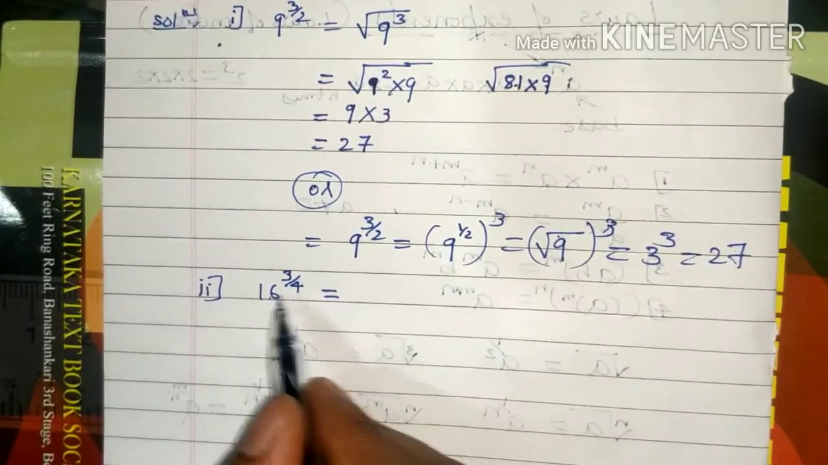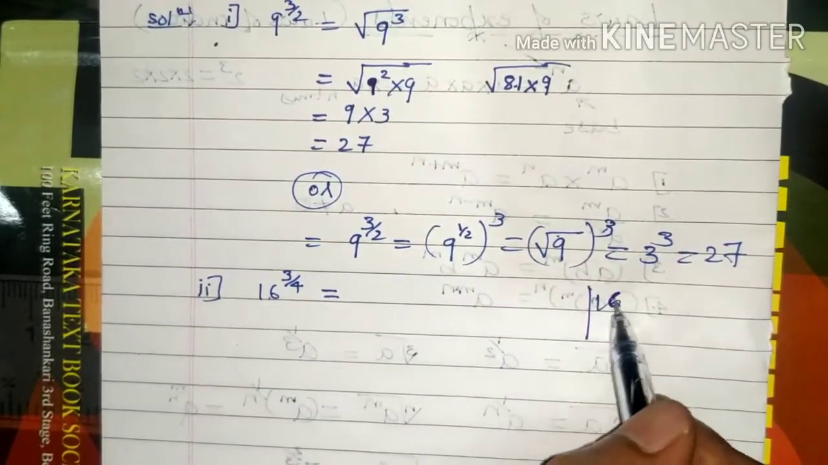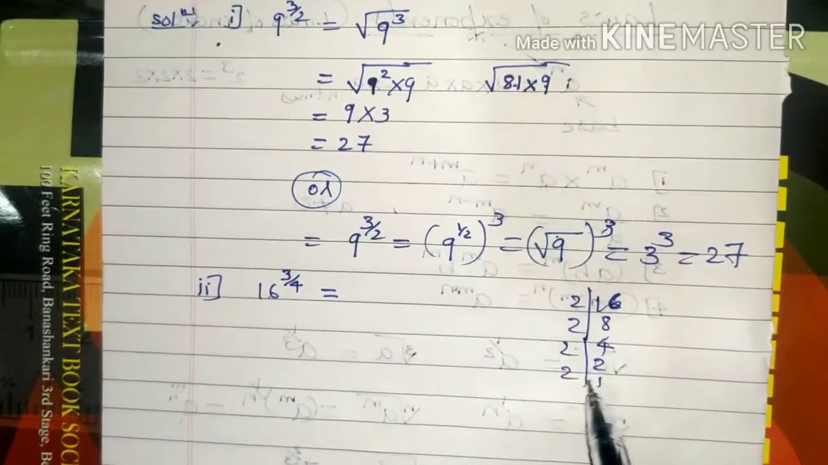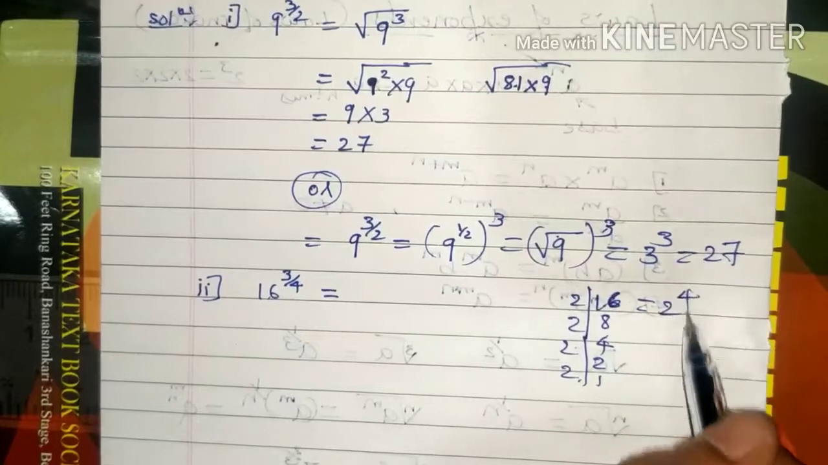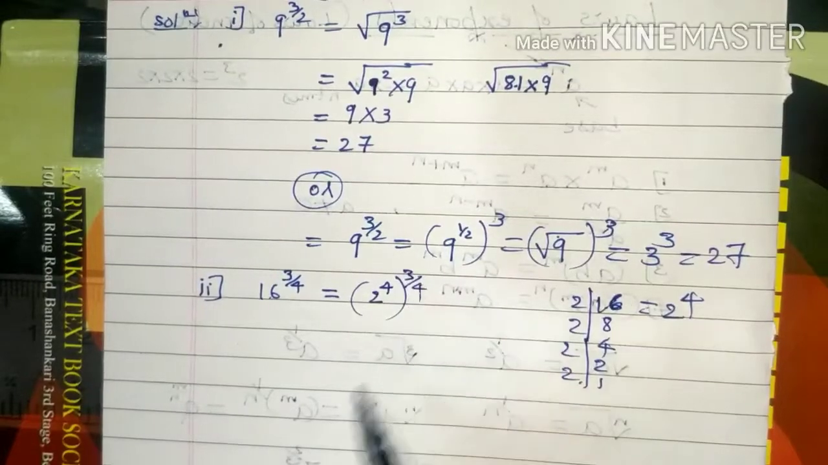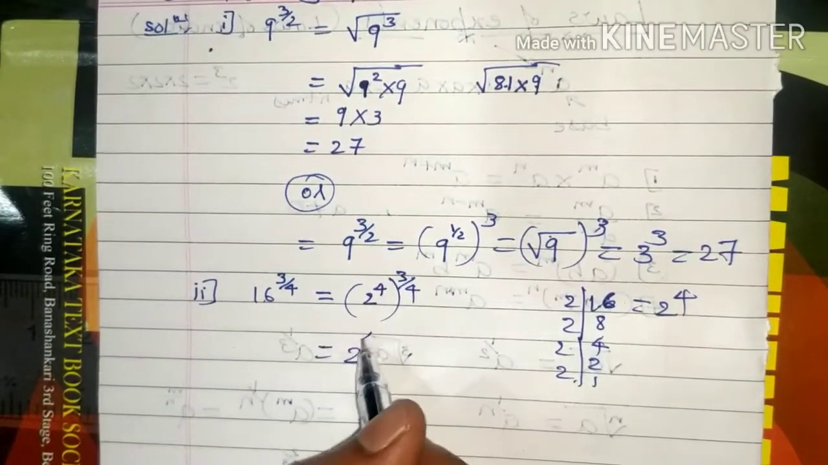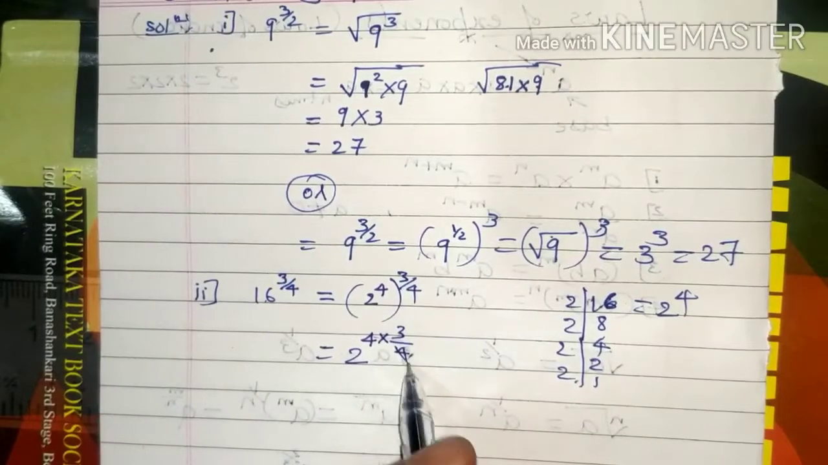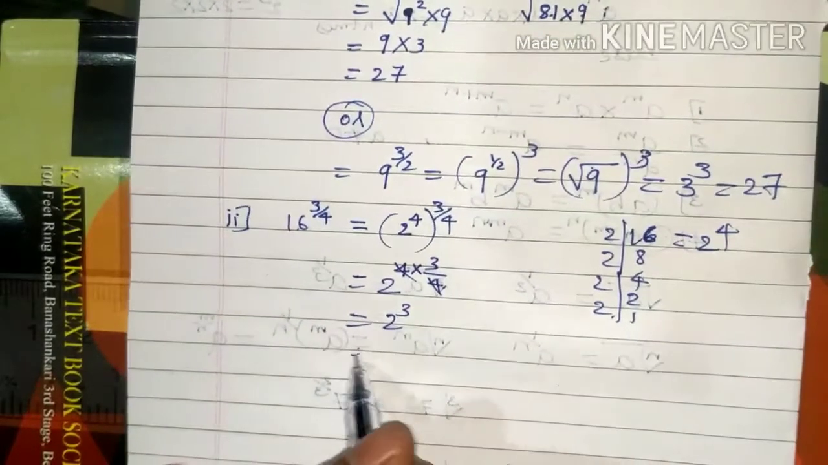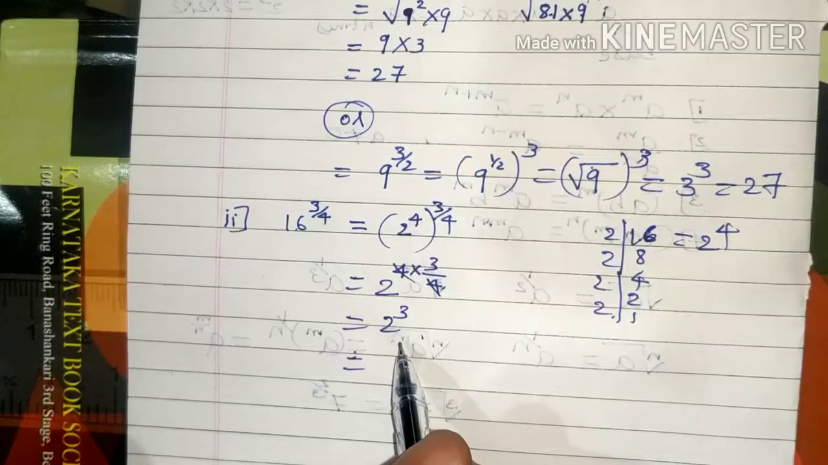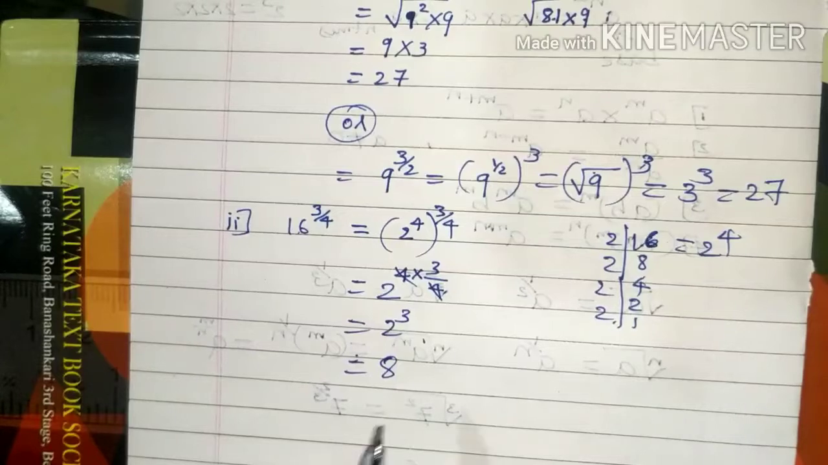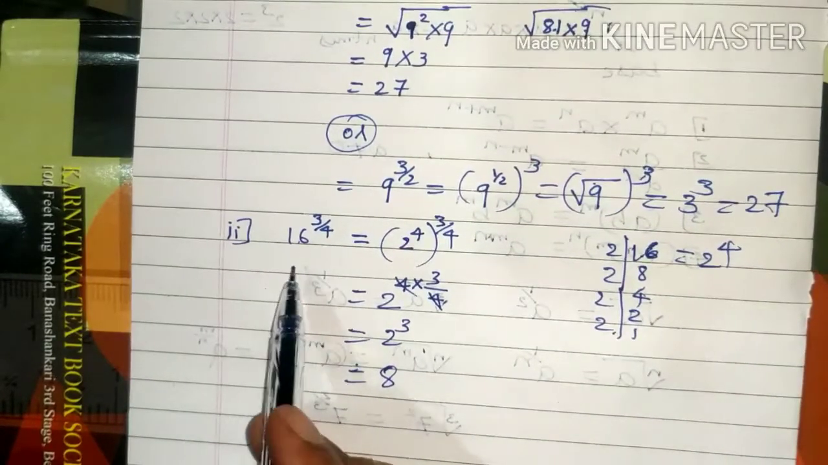So that is converting 16, or factorizing this. 2 eights are 16, 2 fours are 8, 2 twos are 4, 2 ones are 2, so 16 is equal to 2 raised to 4. So writing 16 as 2 raised to 4, whole raised to 3 by 4, that is equal to 2 raised to 4 into 3 by 4. Cancelling 4 and 4, you will get 2 raised to 3. So 2 raised to 3 is equal to 2 into 2 into 2, 2 fours are 8. That is how you can simplify this given problem.